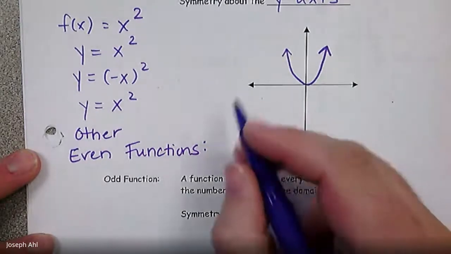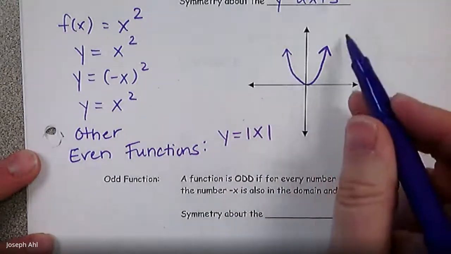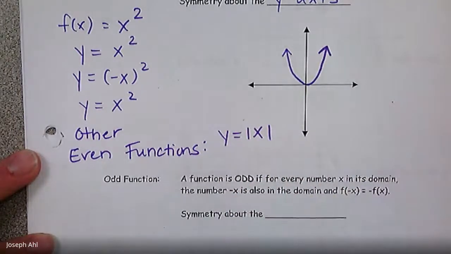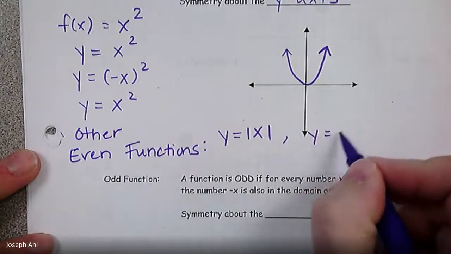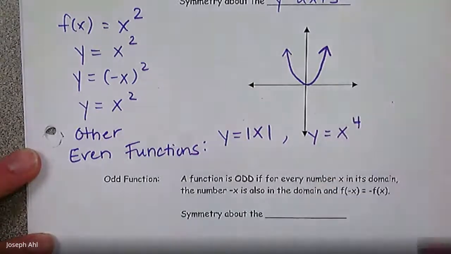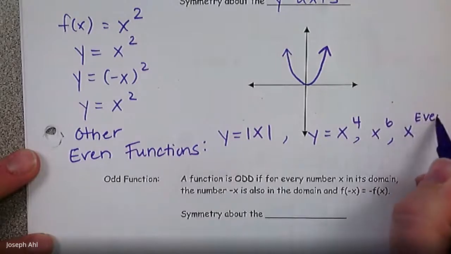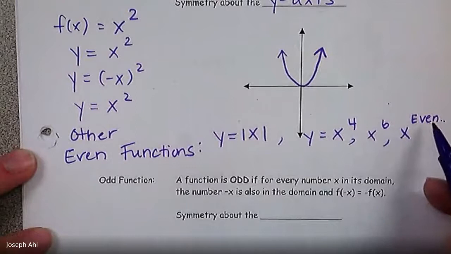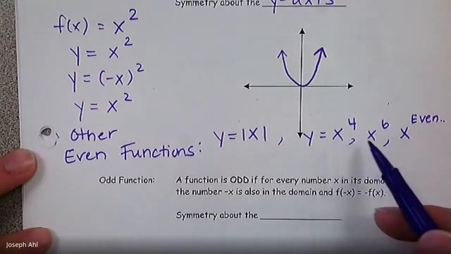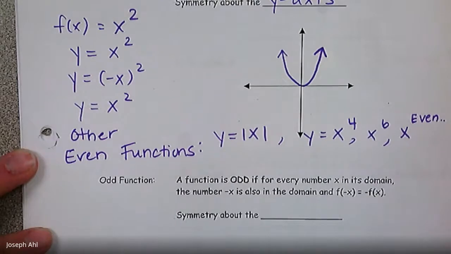All right, others that I can think of: what about y equals absolute value of x? Just that parent function that looks like a V shape, that certainly has y-axis symmetry, therefore making it even. If we had y equals not only x squared, but what about x to the fourth? Or what about x to the sixth? Or x to some even exponent, okay? As long as it's there solely, right? There's no other terms added or subtracted here. Those would all be examples of even functions as well.